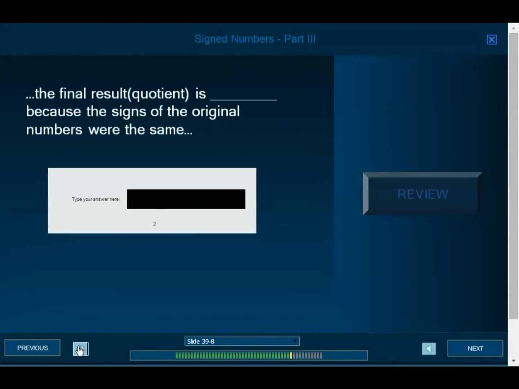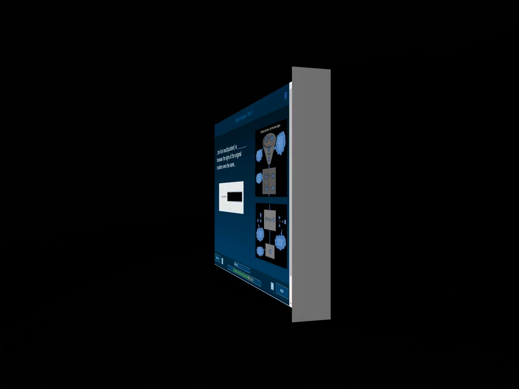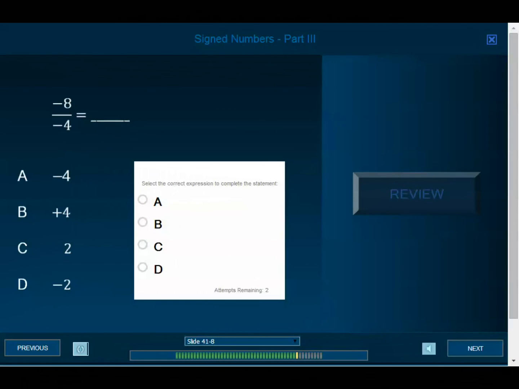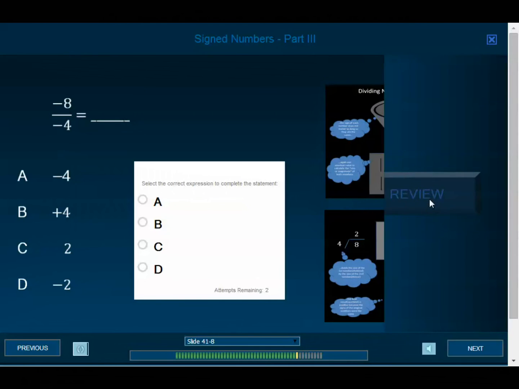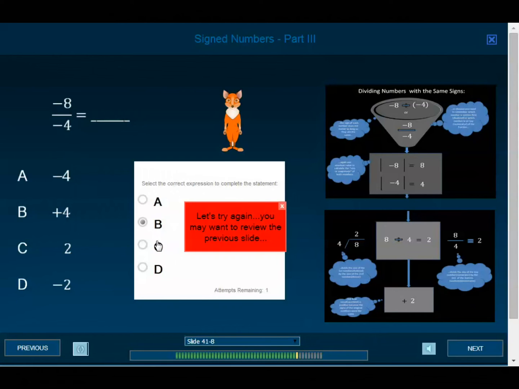When dividing numbers with the same signs, the final result, or quotient, is positive because the signs of the original numbers were the same. When dividing signed numbers with the same signs, a negative 8 over a negative 4 equals what? A negative over a negative will be a positive.